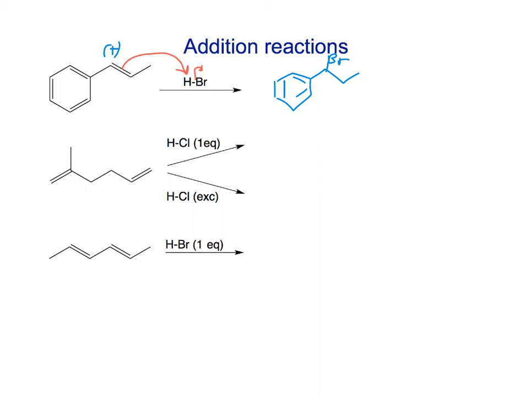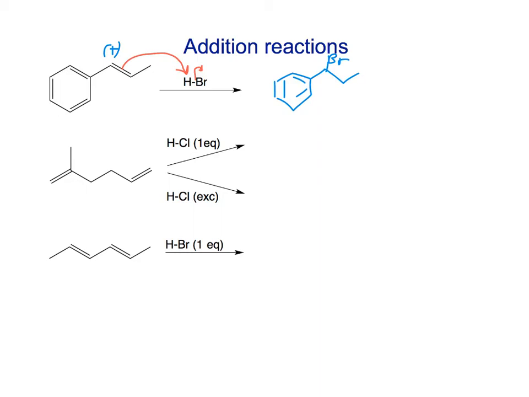Okay, because that's the more stable carbocation. It would be at that benzylic position. Okay? All right. The next one down is an isolated diene. Right? So the two double bonds are separated by several sp3 hybridized centers. Okay? So there's no resonance between them.